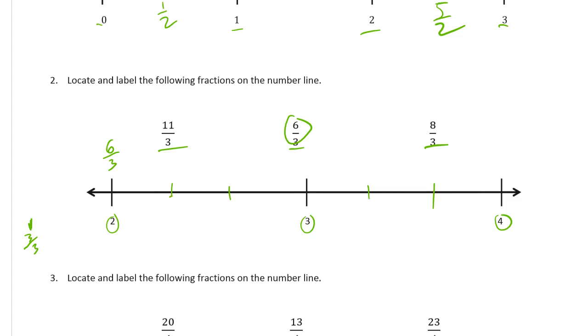We could label all of them, but we don't have to. This is 6/3, 7/3. This is the 8/3. Then we'd have 9/3 here, right? This would be 9/3. You don't have to label it 9/3, but I'm gonna. Then 10/3 here, and this is 11/3. So these are the ones that we had to find.